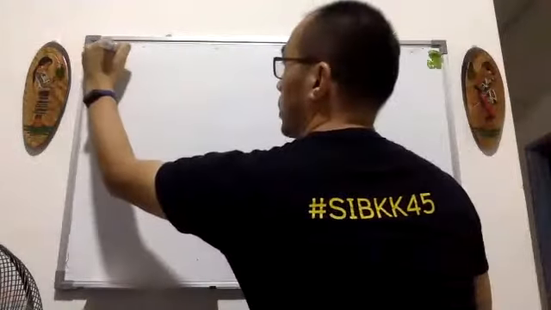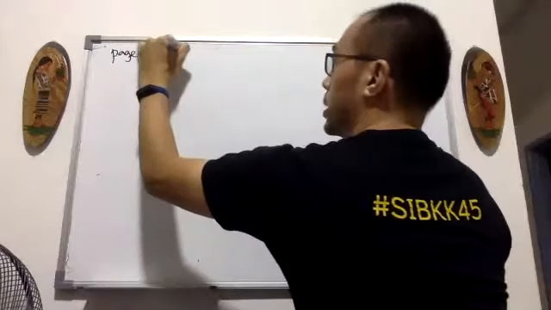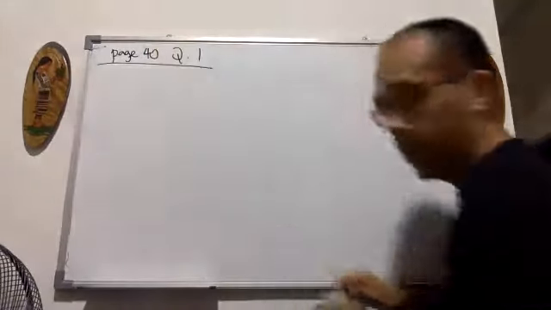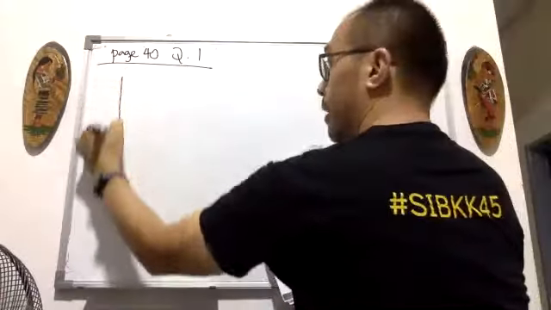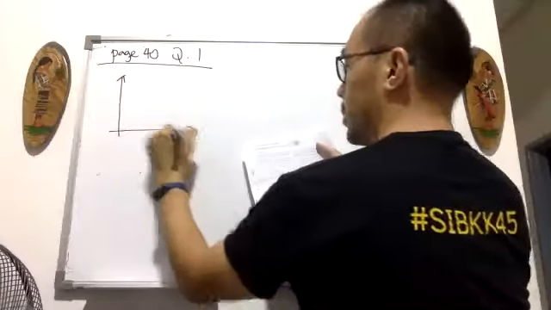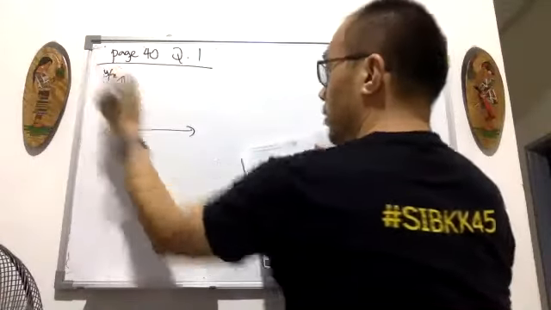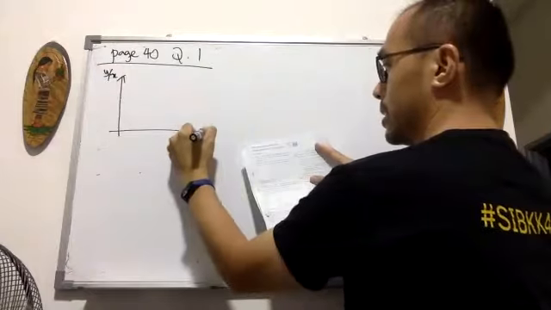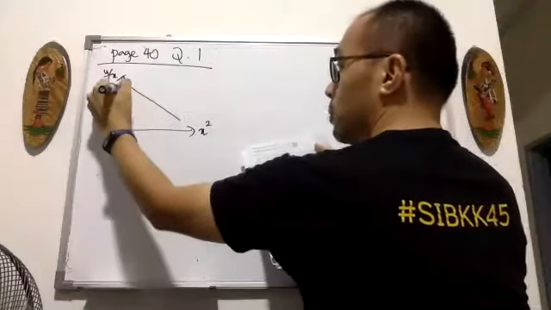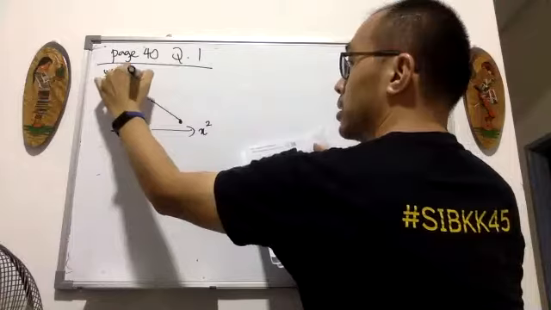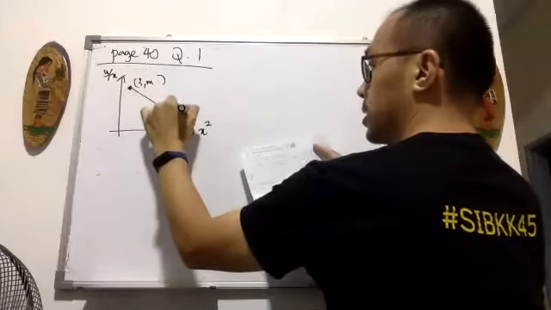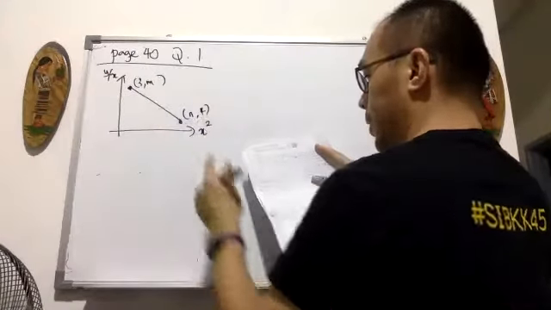So page 40, question number 1. And once again, you're given another graph. Remember, this is a paper 1 question. So the y-axis is y over x, and the x-axis is x squared. You're given 2 points. You're not even given the intercept. Wow, so bad. 3 and m, and this one will be n and 4.